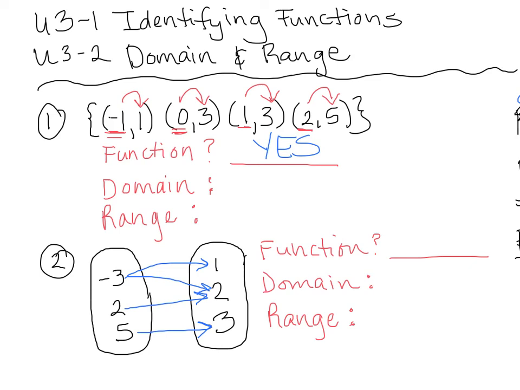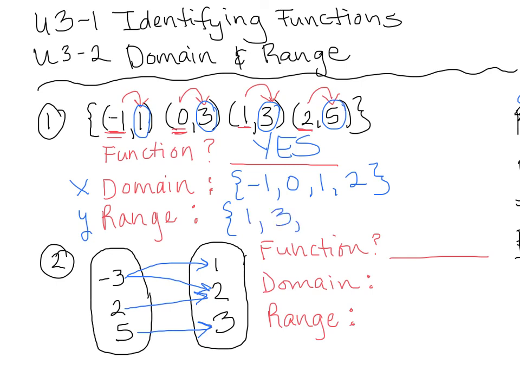For the domain, these are the x values. We write it in set brackets, and now we list out the x values. You don't need to include repeats if there were any, and you just put commas in between. So -1, 0, 1, 2. For the range, we list the y values. We use our set brackets. Now the y values, there are 4 of them, but notice the 3's repeat. You do not need to include the 3 twice, just 1, 3, 5.